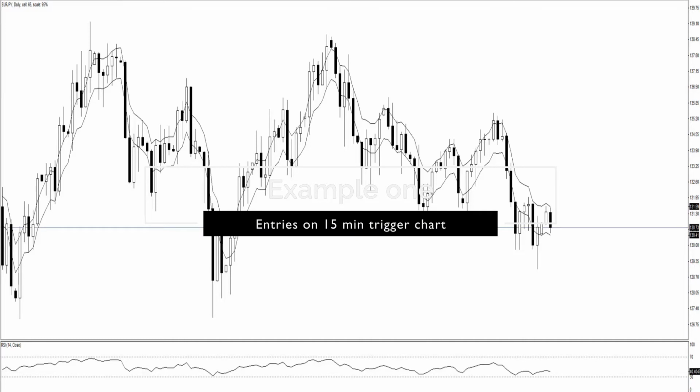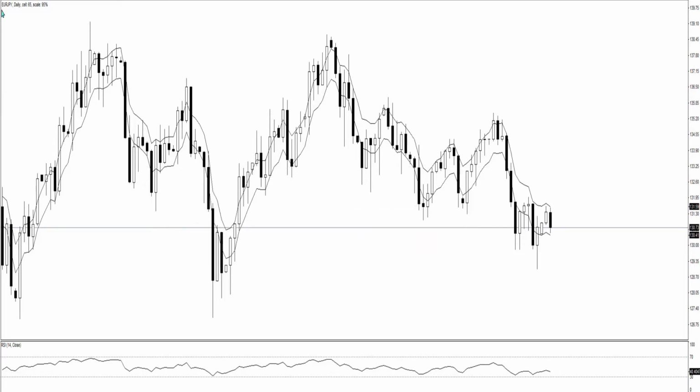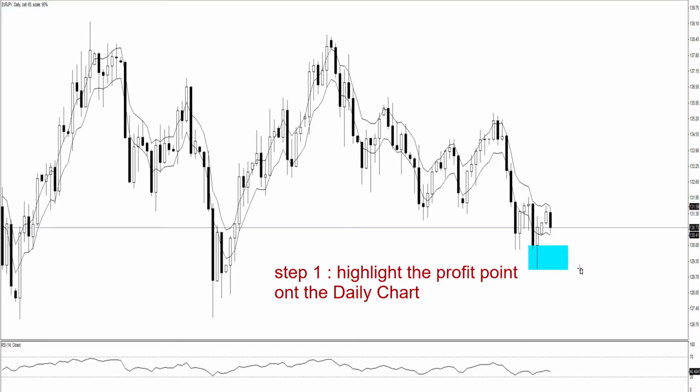Let's start focusing on some entries. We're back on the euro versus the yen. We are on the daily. We need to highlight our profit point. This could be one profit point here.